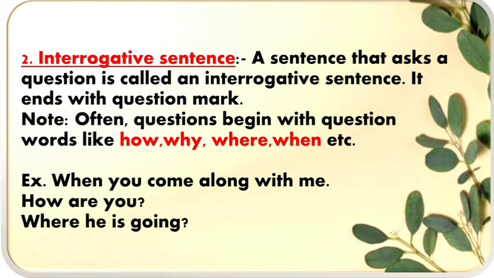All right. For example, when you come along with me. In the beginning of this sentence, you can see the question word when. So this sentence is an interrogative sentence. How are you? In the beginning of this sentence, there is a question word how. So this is the example of interrogative sentence. Where he is going? Where is a question word. So this is another example of interrogative sentence.